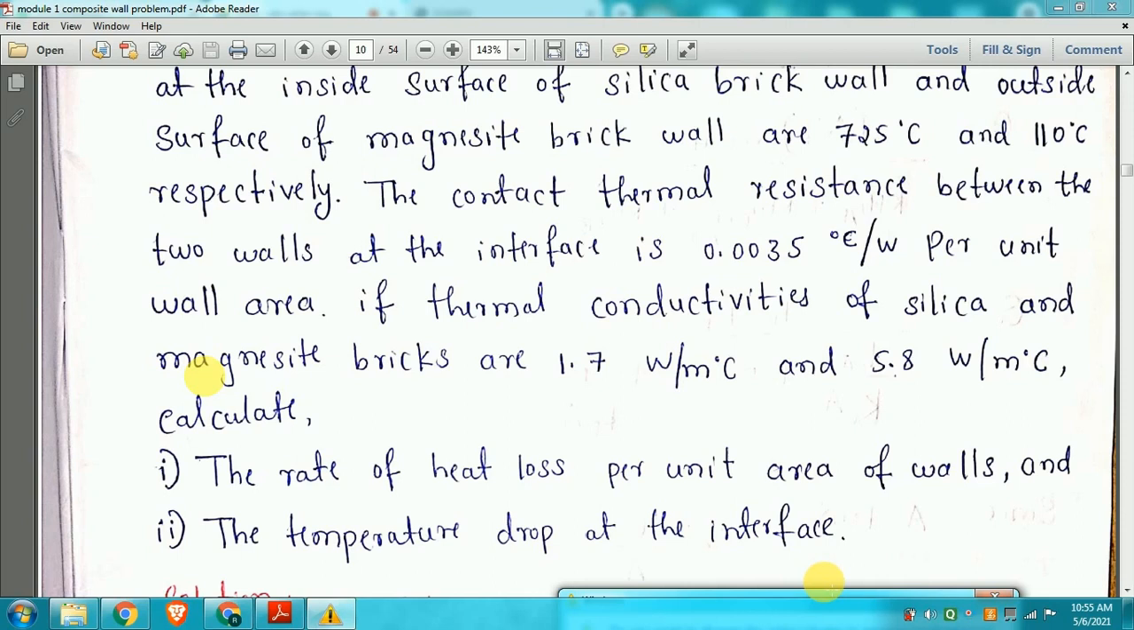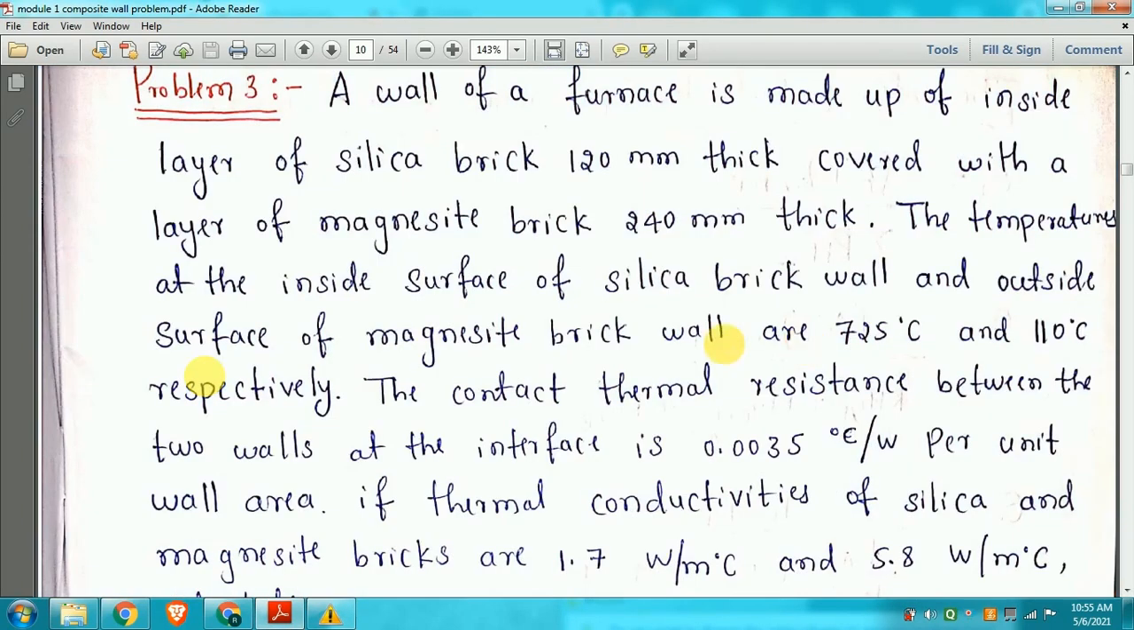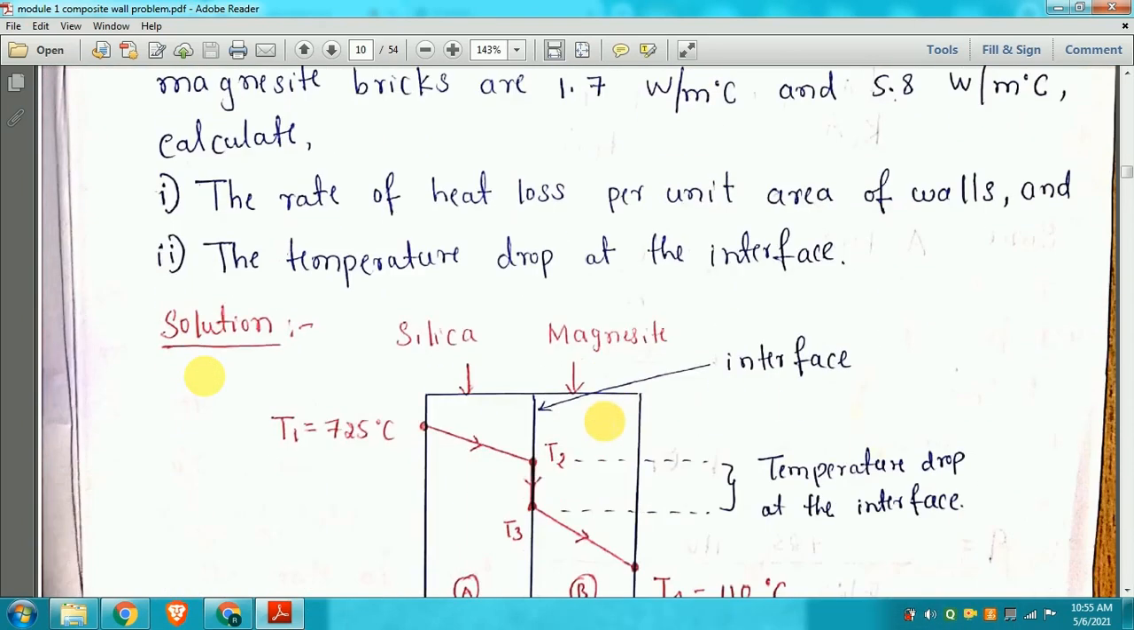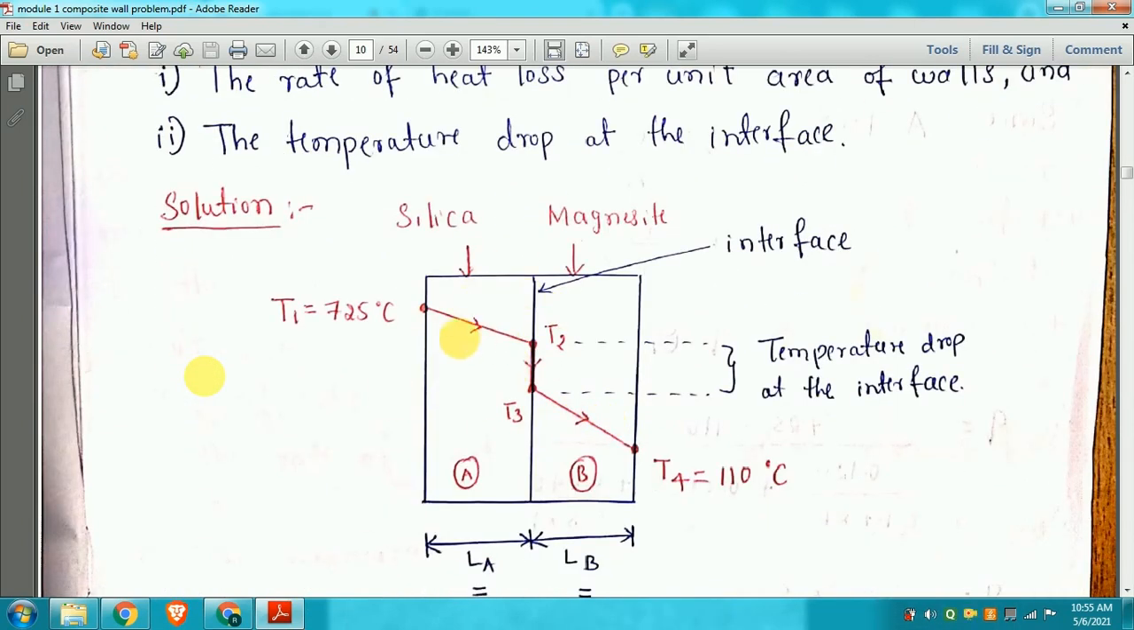The diagram should be simple. There are two layers of brick. See, the temperature at the inside surface is 725 degrees Celsius. The outside surface wall is at 110 degrees Celsius. So this temperature difference is across the two wall layers. This is the wall, made up of two materials, silica and magnesite. Properties are given for both, A and B.